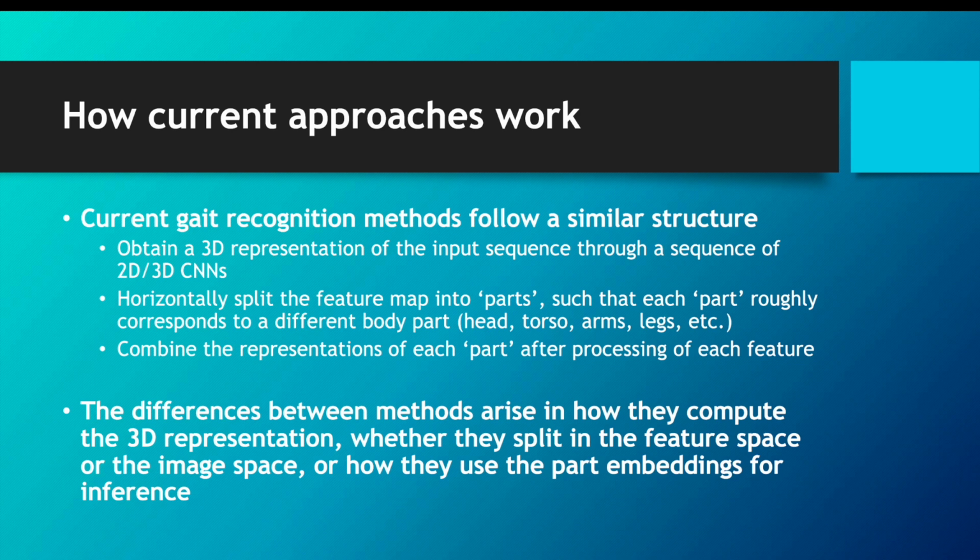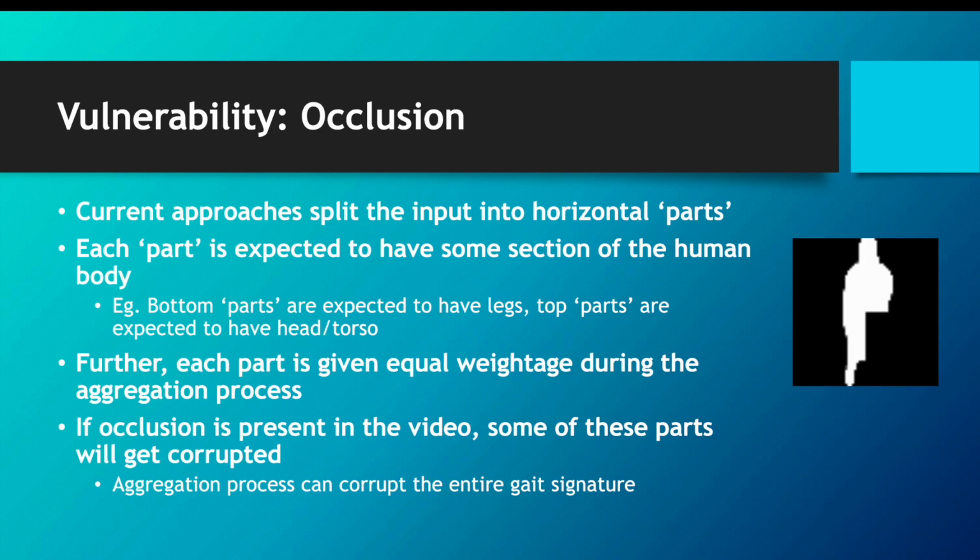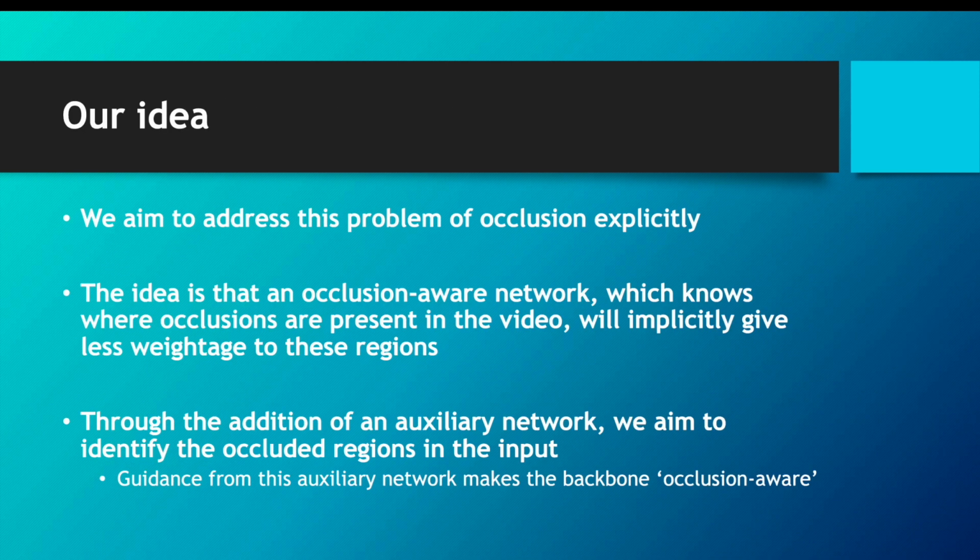But they all have this common structure, and that is why they all suffer from this one vulnerability, which is occlusion. Because the current approaches split the input into horizontal parts, and there is some inherent expectation about what each part contains, if there is occlusion, one or more of these part features will get corrupted. And because the aggregation step gives equal weightage to all of these parts, the entire gait signature might get corrupted. And this is what we want to target explicitly when we work with occlusion.